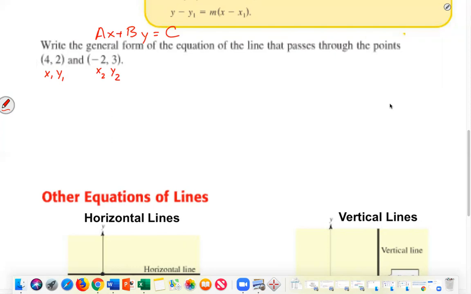Second step, write your formula. Now we need the slope. So I'm going to write my slope formula.